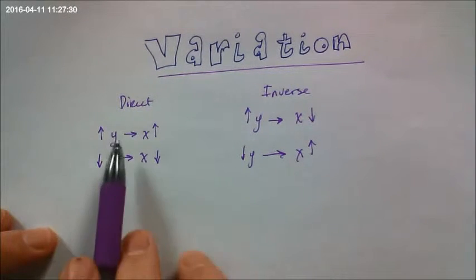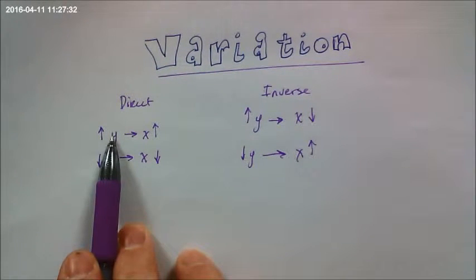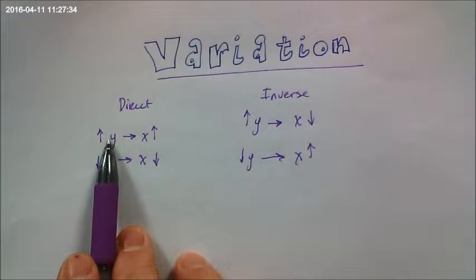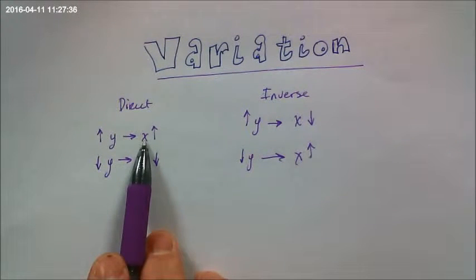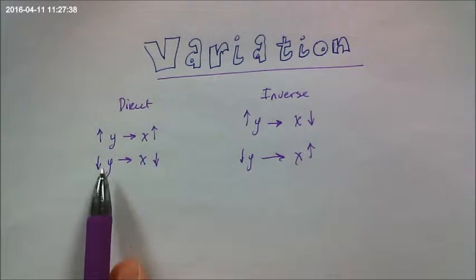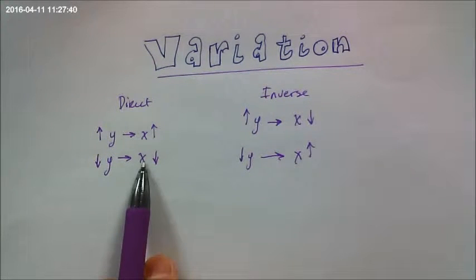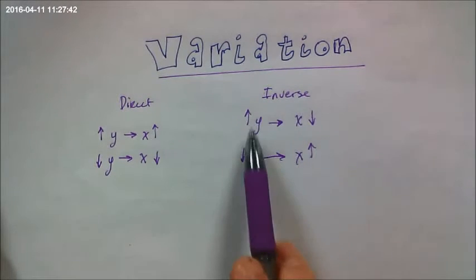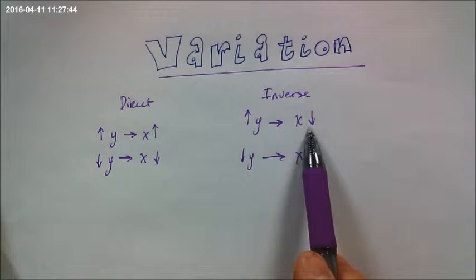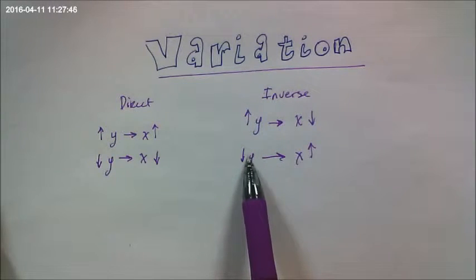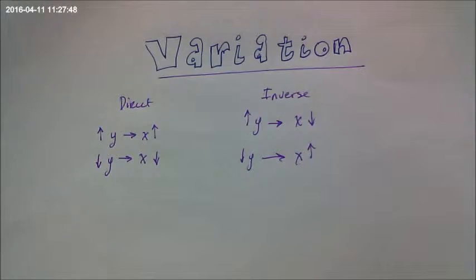For example, a direct variation example might be: the more you study, the better your grades. Or the less you study, the worse your grades. Or the more you play on the PlayStation, the more your grades go down. Or the less you play on the PlayStation, the more your grades go up. So those would be two examples.